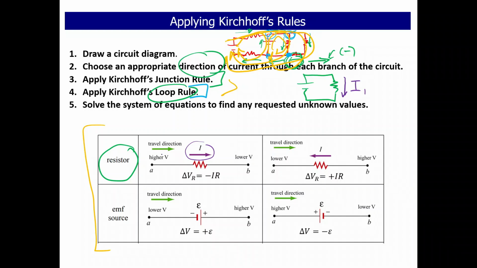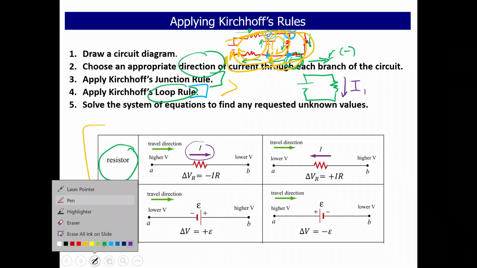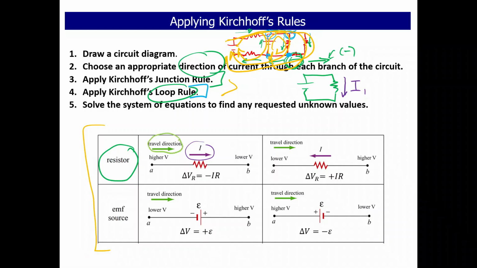There's also going to be a travel direction for my loop. I'm going to use this right here for my travel direction. I'm going to choose a loop that is in the same direction as the current, if I can. So I'm going to make a loop that looks like that. If I get to a component and the current that I have drawn is in the same direction as the travel direction, that is a voltage drop. This is a voltage drop. So I have delta VR would be minus IR when I write that in the equation.